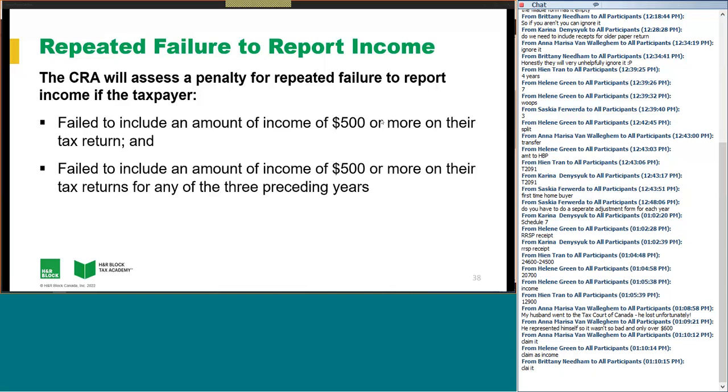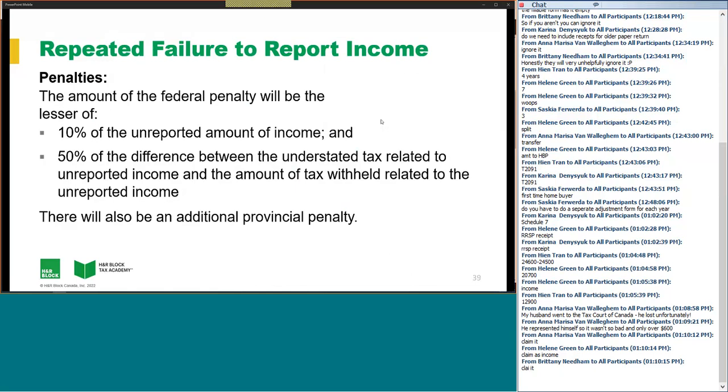So you, as a tax preparer, have the obligation of investigating your clients before you file the return and make sure you're not missing any income, because the consequences of missing income can get expensive for your clients. All right, what is the penalty? The lesser of 10% of the unreported amount of income, or 50% of the difference between the understated tax related to the unreported income and the tax withheld related to the unreported income.